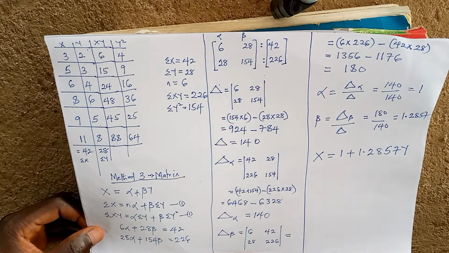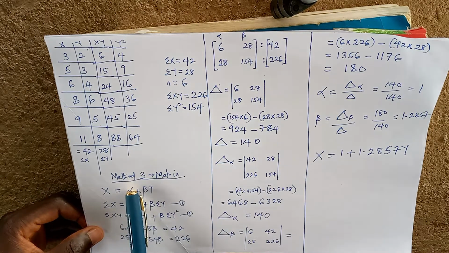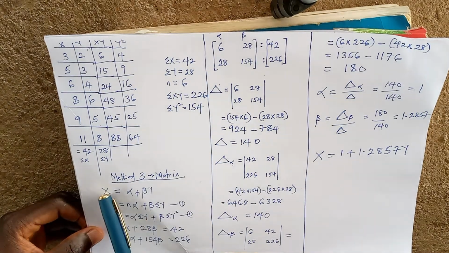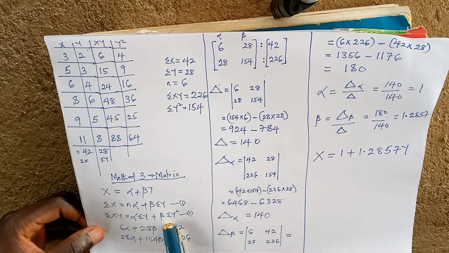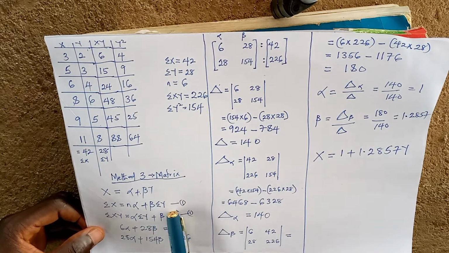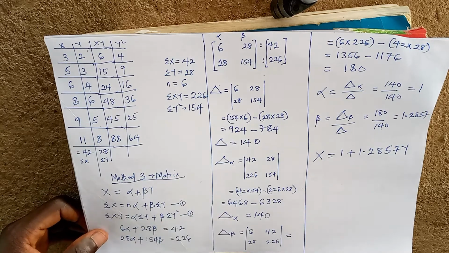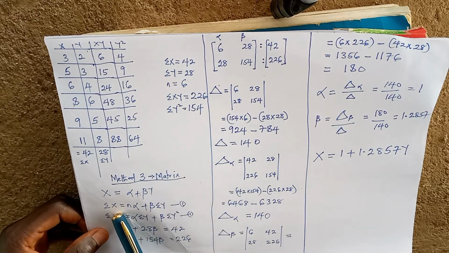We need equation 2, and how do we do equation 2? We multiply this model by summation Y. If you do that, summation Y multiplied by X will give us summation XY, summation Y multiplied by alpha gives alpha summation Y, and here we have beta summation Y squared, because that is summation Y multiplied by Y. Now in these two equations, we need summation X.